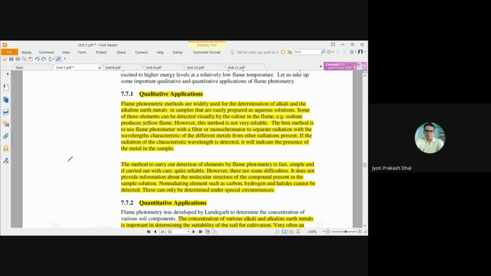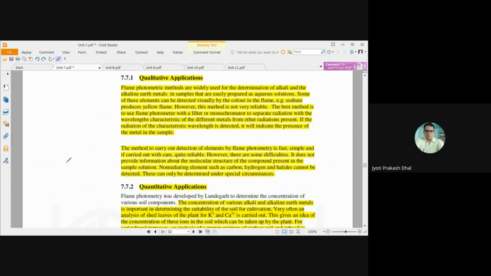So the first one is qualitative application. Flame photometric methods are widely used for the determination of alkali and alkaline earth metals in samples that are easily prepared in aqueous solutions. Some of the elements can also be detected visually by the color of the flame. For example, sodium produces a yellow flame. However, this method is not very reliable.